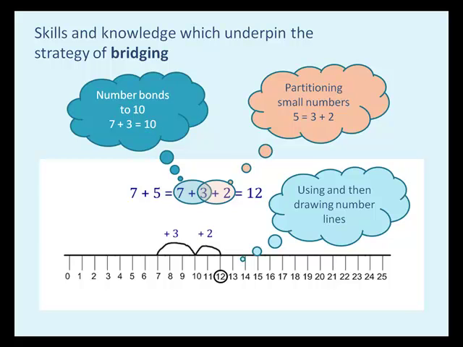So bridging, the strategy of bridging, is underpinned by various skills and knowledge, and those will need to be built up by children in order for them to be successful in using bridging as a strategy for addition and subtraction.